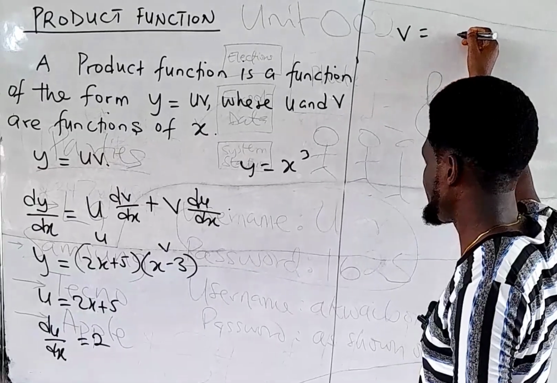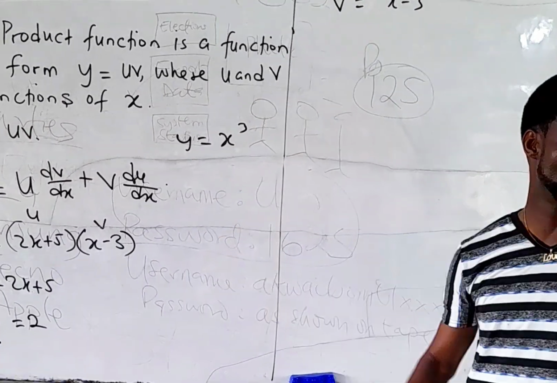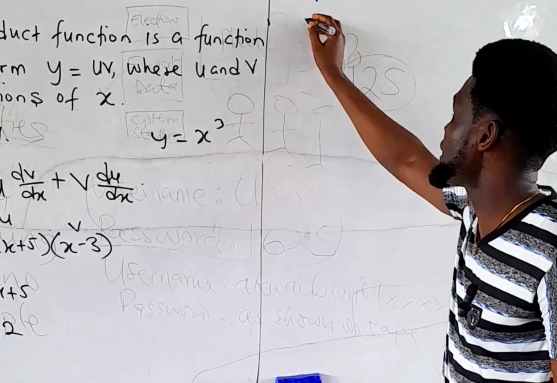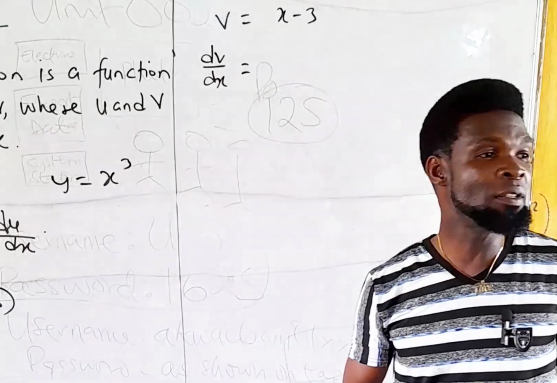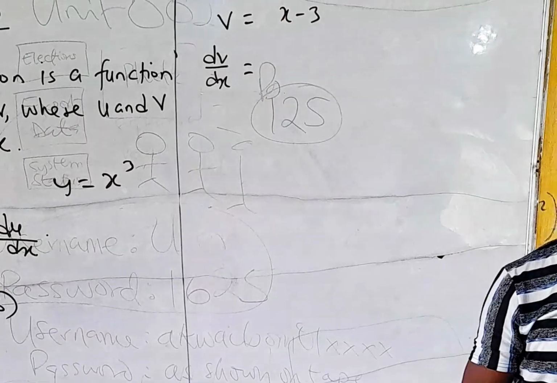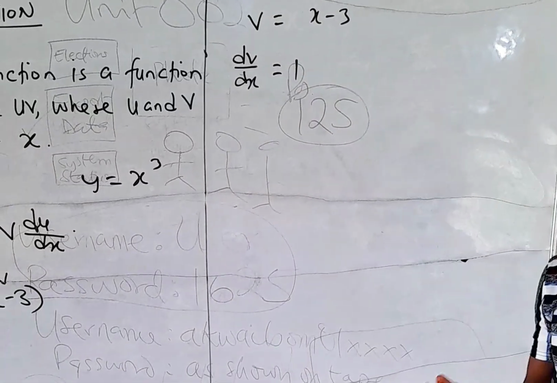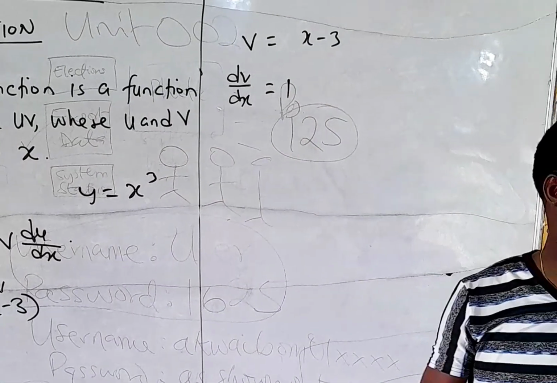What is v equals to? x minus 3. Then we are differentiating v with respect to x. Good. So you have dv dx equals to. Now, what's the derivative of x? 1. What's the derivative of minus 3? 0. So, the derivative of x minus 3 is simply 1. Are we together? Yes.